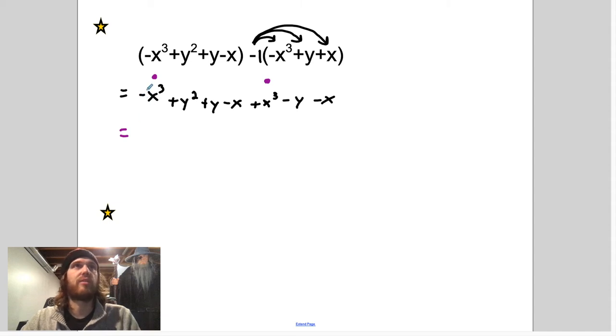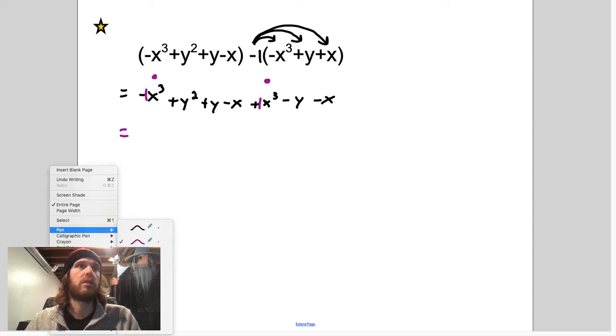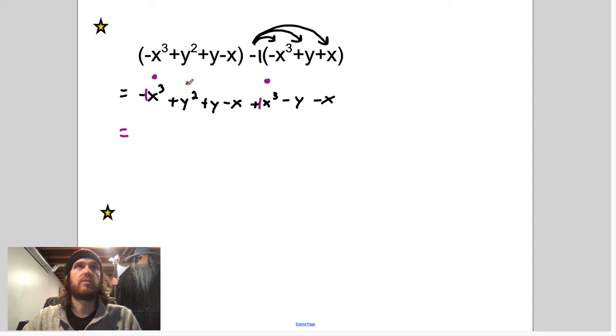Negative x to the third plus x to the third. These both have a 1. Negative 1 plus 1 is 0, so those cancel and are gone. Degree 2, there's only one degree 2 term. It is y squared, so that comes along for the ride. Degree 3, or sorry, degree 1. Going down, degree 1. Ooh, there's a lot of degree 1 terms.